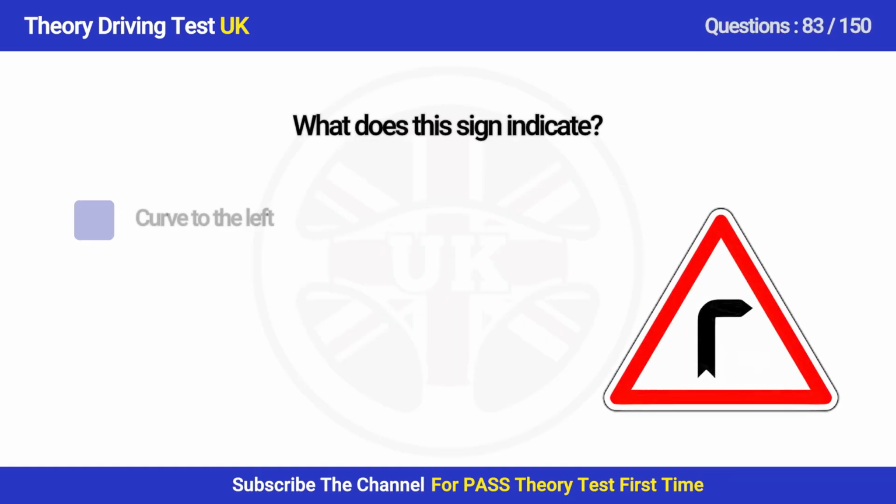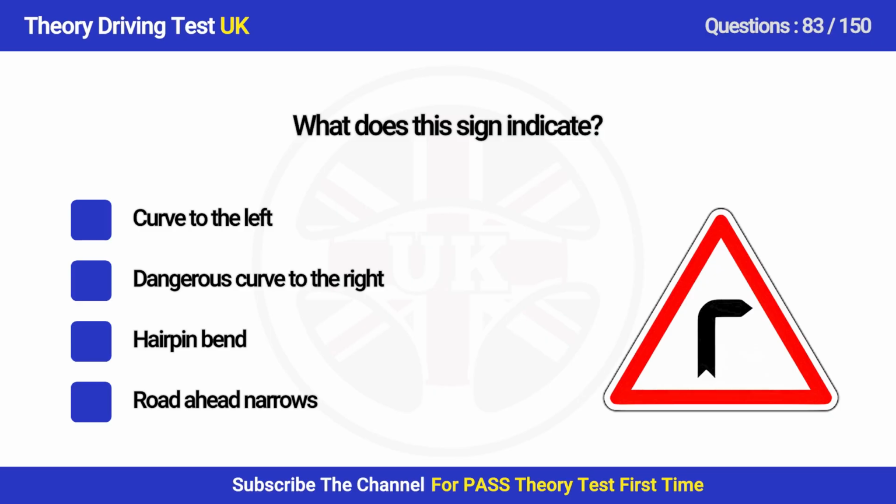Question 83. What does this sign indicate? A. Curve to the left. B. Dangerous curve to the right. C. Hairpin bend. D. Road ahead narrows.